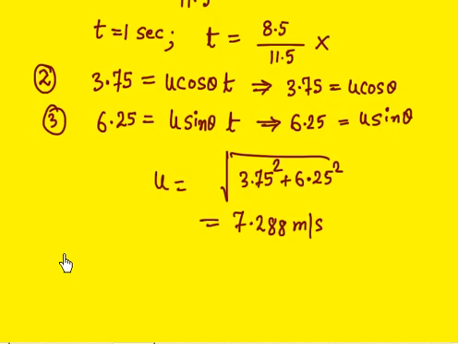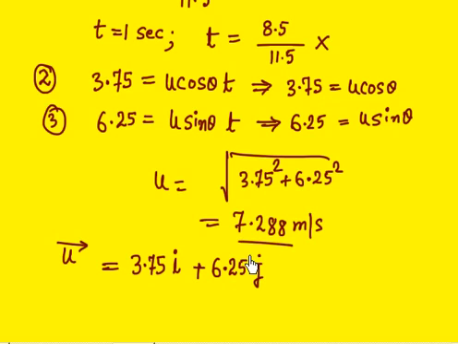Now if I want to write the velocity in vector form, u cos theta is 3.75, that is your x direction, so 3.75i plus u sin theta, 6.25j. So I can write the velocity in vector form something like this, but the magnitude of the vector is this. Are you getting or not?